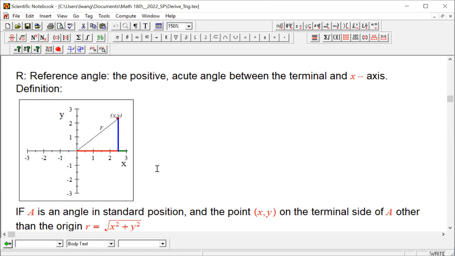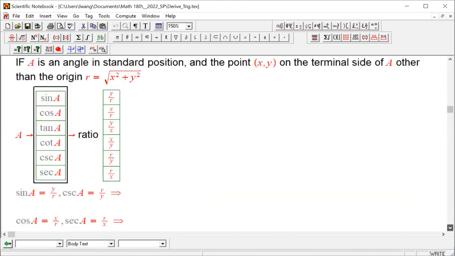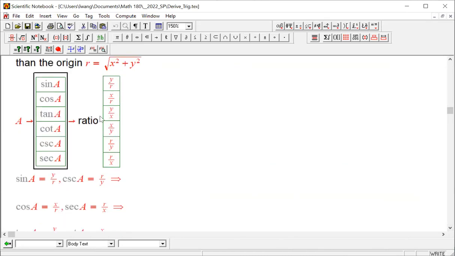And the definition is still going to be the same situation. If A is an angle in standard position and a point X, Y is on the terminal side of the angle other than the origin, right? So we have the definitions for sine, cosine, tangent, cotangent, secant, cosecant. Now let's see algebraically what can be derived.